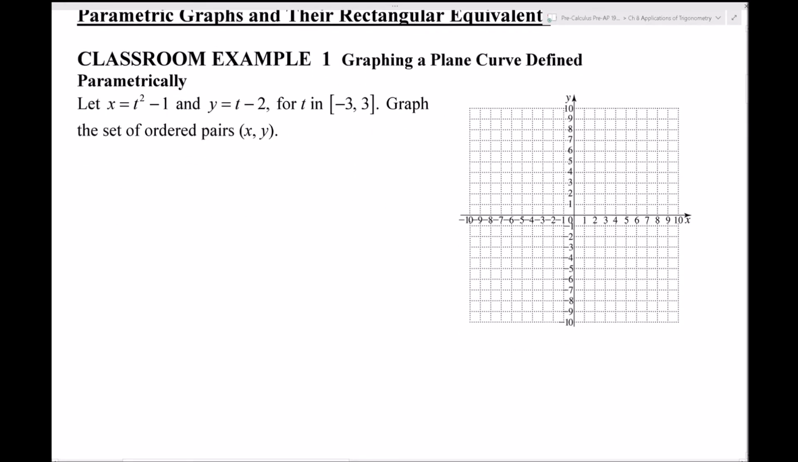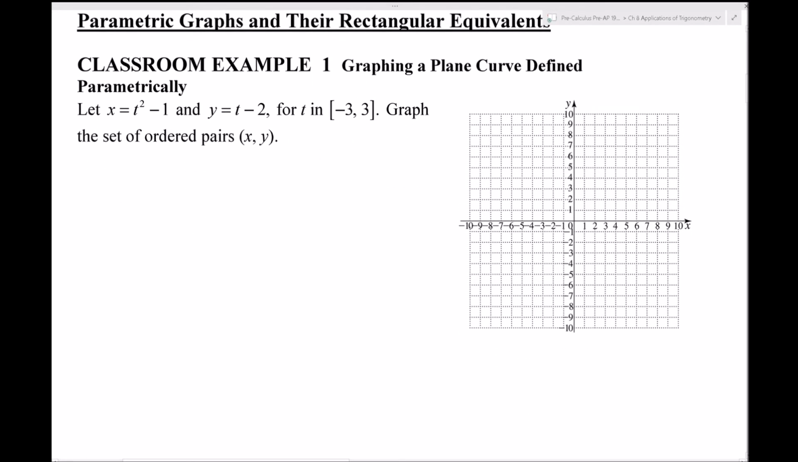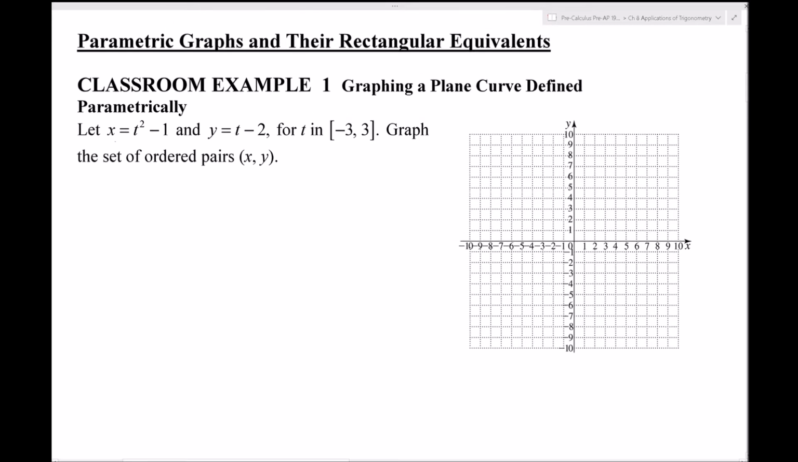Okay, so example number 1. So we're going to try to graph and make sense out of this thing. What's the curve that's generated when I plug this in? X is equal to t squared minus 1, y is equal to t minus 2. And we're going to do this for t in this interval -3 to 3. So I'm literally only graphing for -3 seconds all the way up to 3 seconds if I want to think of it as a time variable, because t is time most of the time.